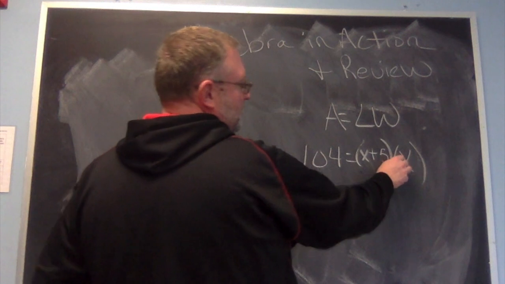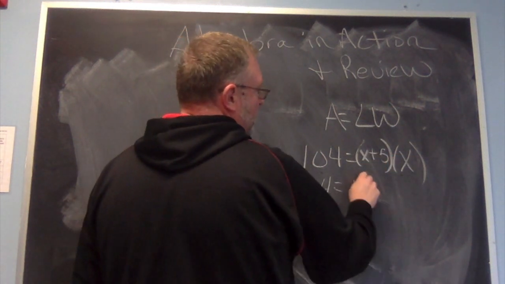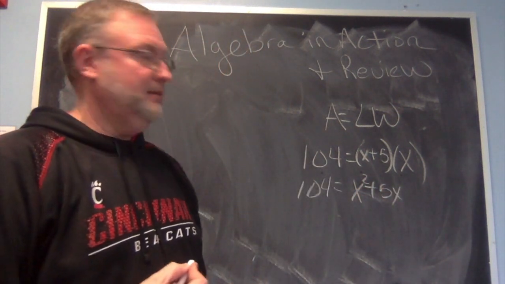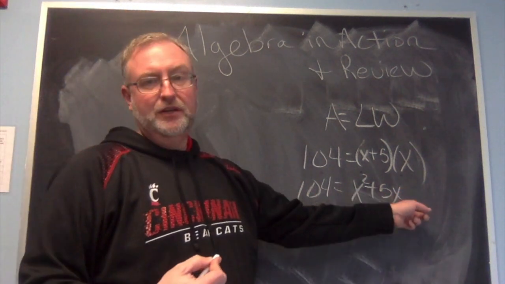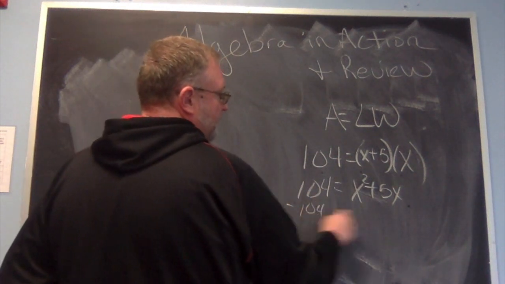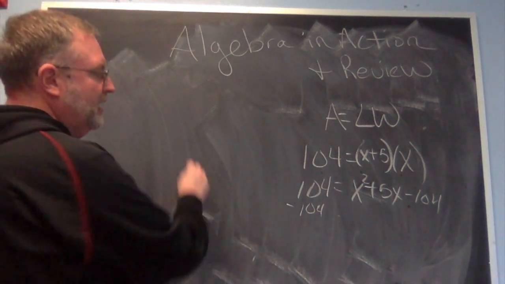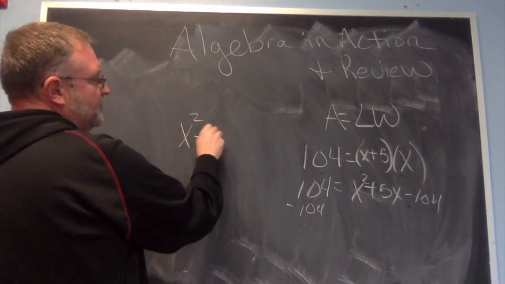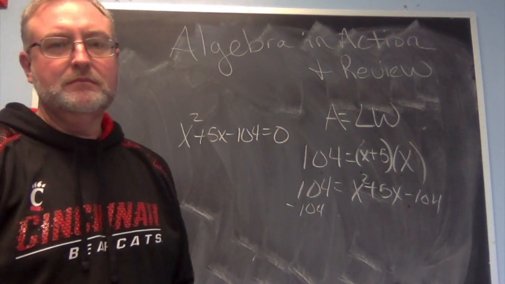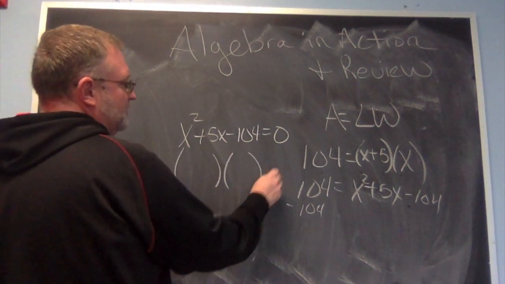If I work this out, I have 104 equals, with a little distribution here, x squared plus 5x. Now I'm going to take this 104 and bring it over here using the zero factor property, so I'm going to subtract 104 from both sides. I'm going to write it the other way around, but it doesn't change anything. I have x squared plus 5x minus 104 equals 0. Hope you're following. And so now I can backwards FOIL this.